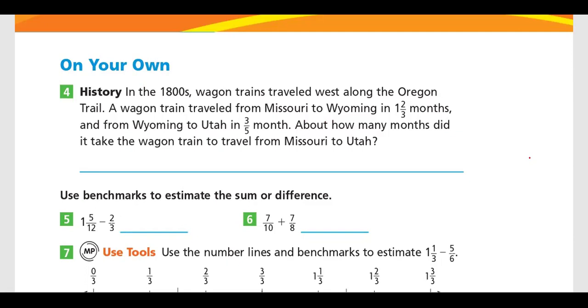So it will be 1 and 2 over 3 plus 3 over 5. About also means estimate. The first number, 1 and 2 over 3, if we estimate it, is close to 2. And 3 over 5 is close to half. So if we add them, it will be 2.5.